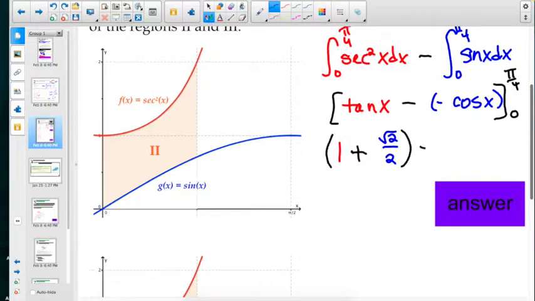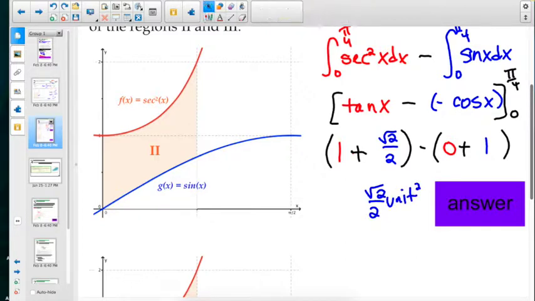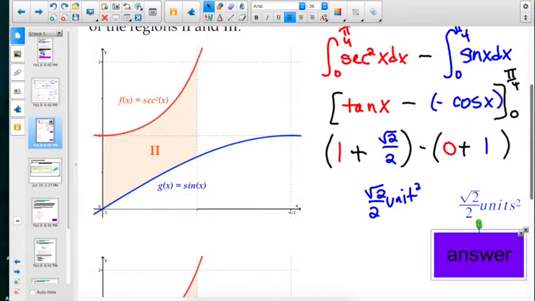We're going to have to subtract our 0 values. What's tangent of 0? 0. Cosine of 0? 1, exactly. Okay. So how much is the value of the area trapped between these two curves? 0.707, or square root of 2 over 2. Units squared. Okay. Does that answer right there?